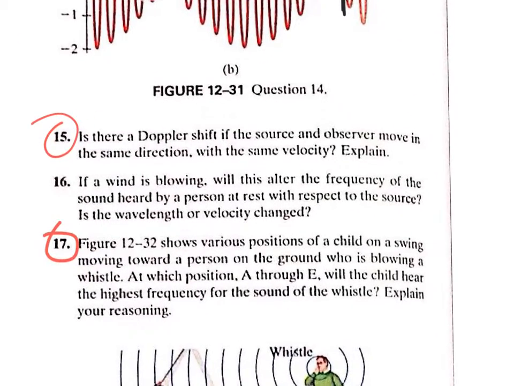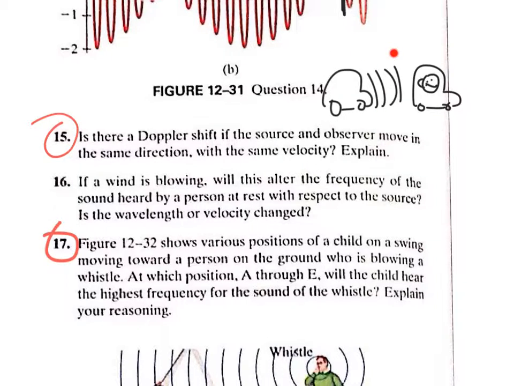Alright, 15. Is there a Doppler shift if the source and the observer move in the same direction with the same velocity? Explain. So the answer is no. And let's say you have two cars, and this car is laying on the horn, right? And you're over here listening. Here's your ear. So, because this car is moving to the right, the waves are going to be compressed, but if the distance between you and the source of sound doesn't change, the number of waves that leave this car per time is going to be the same as the number of waves that get here per time.